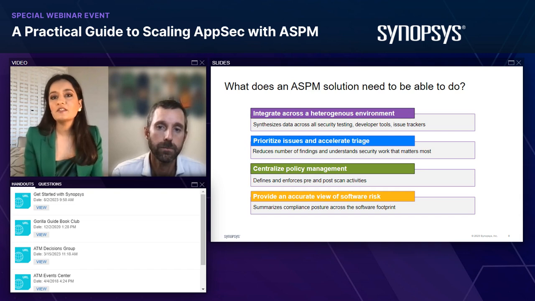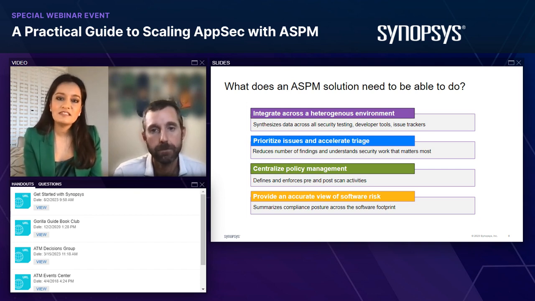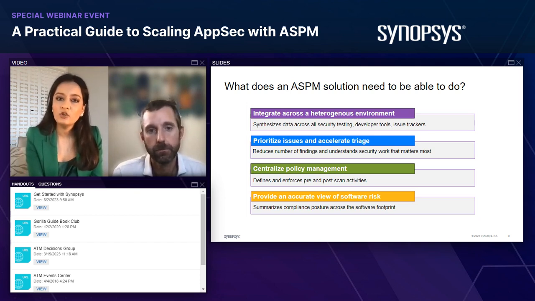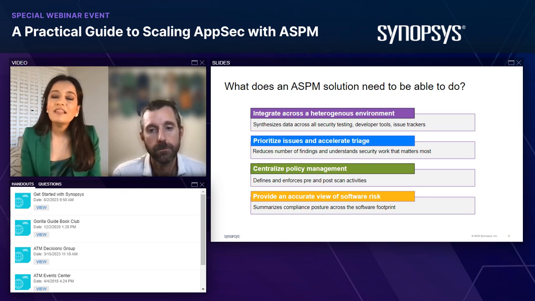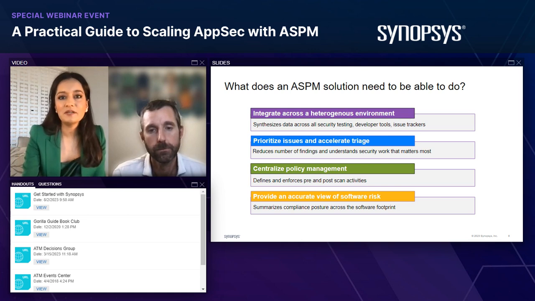An ASPM solution consolidates visibility. And that is a key part of how, when we talk about auditing your software and keeping compliant, this is really the value of how ASPM not only takes the most of what you have in your AppSec investment, but allows you to continuously improve on that AppSec investment.